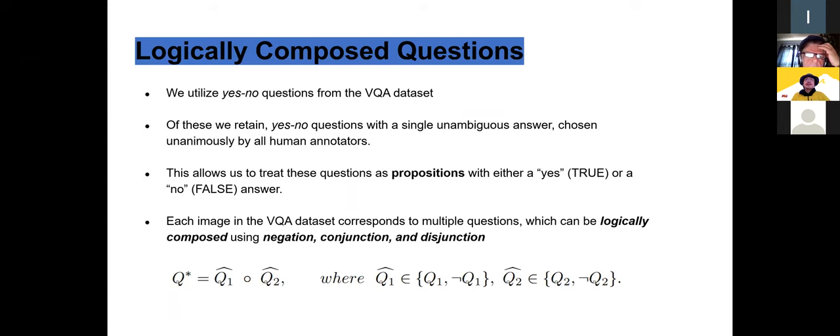So in order to validate this idea, we first chose yes and no questions from the VQA dataset to act as components for our data re-engineering process. At the very beginning, we retained yes and no questions with a single unambiguous answer, agreed on by all human annotators. And then we can treat these propositions as having truth values and combine them using logical operators.